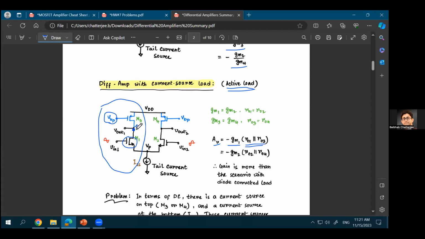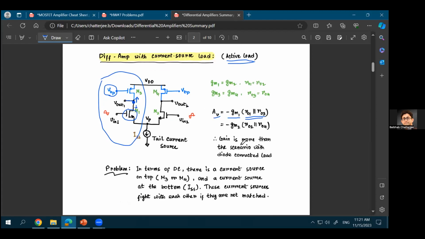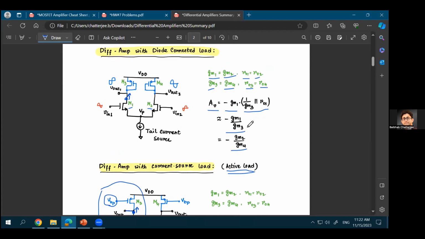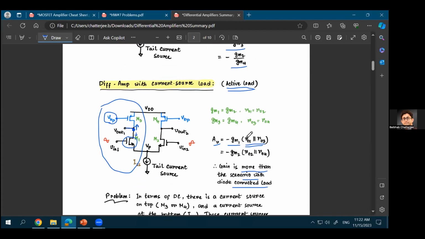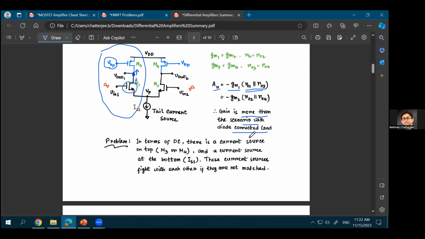It's a parallel combination of the resistance that you see looking up and the resistance that you see looking down. The resistance that you see looking up is RO3. The resistance that you see looking down is RO1. A parallel combination of those two will give you the effective resistance at the output terminal. Now, this gain is much more than the scenario with diode connected load, because with diode connected load, you just had 1 upon GM. That's much lower than having a resistance of RO.